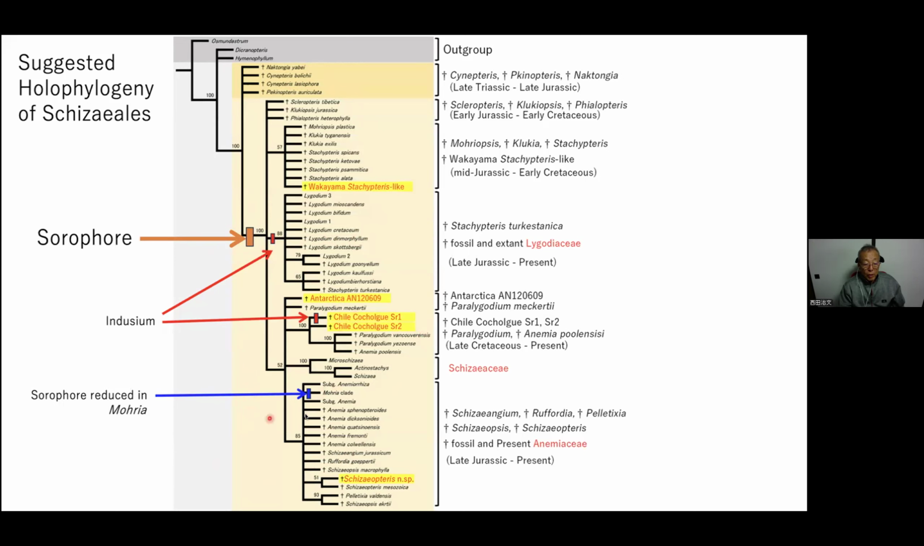And the sorophore structure is not found in Mooria, but this one, Mooria, is probably interpreted as the reduced type of sorophore structure. So this is all of my talk today. And although we will do something more in detail, probably this is the best result we have by now.